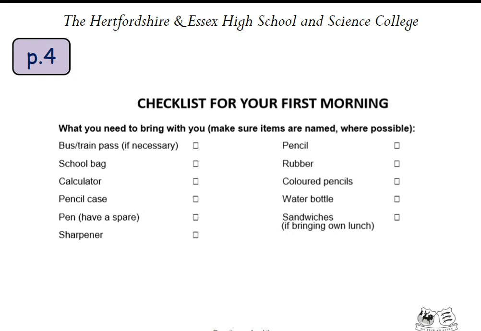At the bottom of page 4, Year 6, is a checklist for your first morning with us in September. My advice would be to pack your bag the night before, and I would try to maintain that throughout the course of the year. You can tick off these items as you're packing your bag for your first day with us in September.